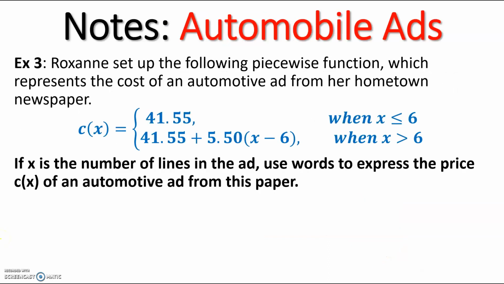Example 3. Roxanne set up the following piecewise function, which represents the cost of an automotive ad from her hometown newspaper. C of x is equal to 41.55 when x is less than or equal to 6, or 41.55 plus 5.50 times x minus 6 when x is greater than 6. If x is the number of lines in the ad, use words to express the price, C of x, of an automotive ad from this paper.